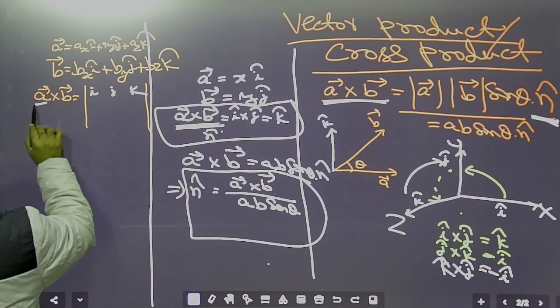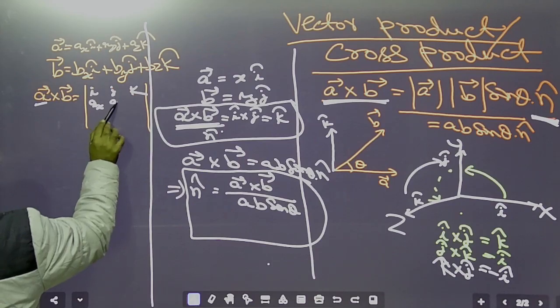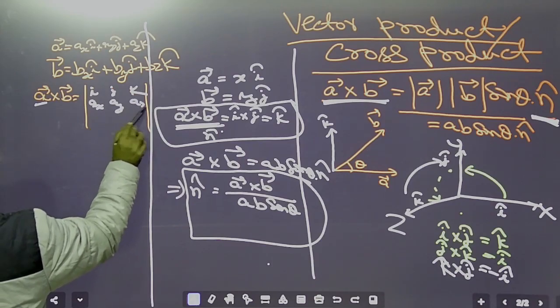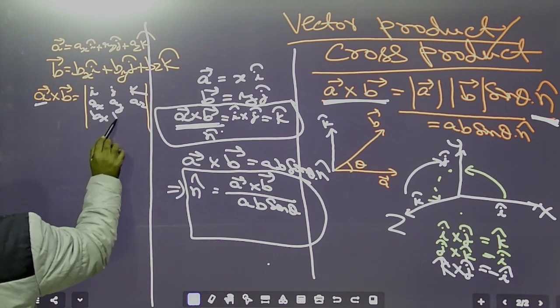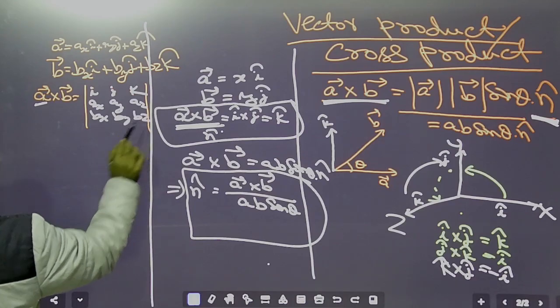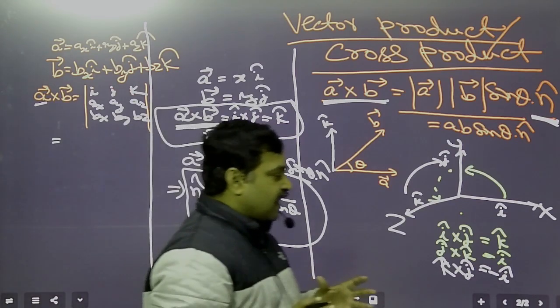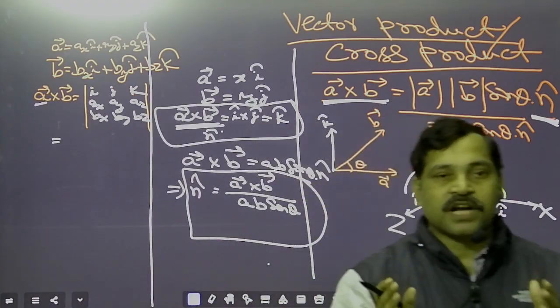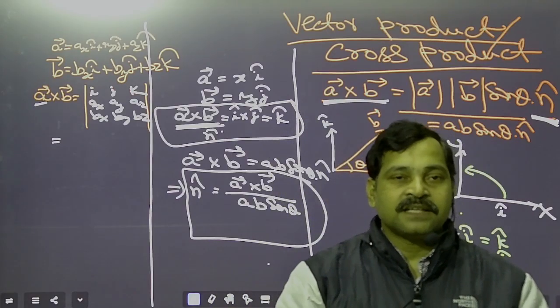Then the first vector is A, so the components of A will be written here, AX, AY, AZ. Similarly, the components of B will be written as BX, BY, BZ. So in this way we can find the cross product of two vectors. So you know how to evaluate the determinant value.